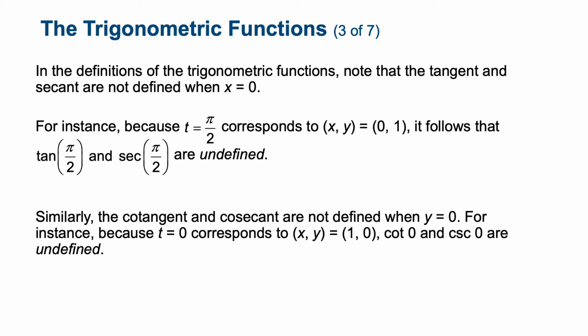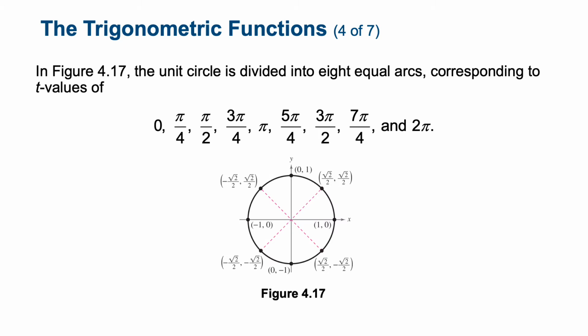So let's see here. Notice that tangent and secant are not defined when x equals 0, because x is in the denominator. So let's say, for instance, you have t is pi over 2, right? We know that corresponds to the point (0, 1). So then that means that tangent and secant are undefined. Cotangent and cosecant are also undefined because of the ratios.